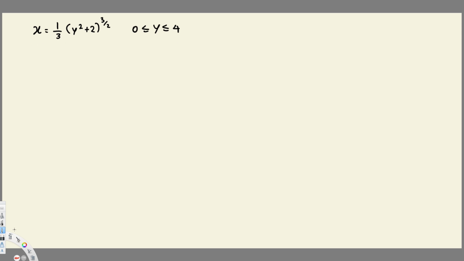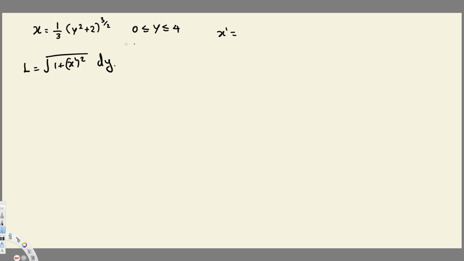Let's see how we can find the arc length of this given expression. So first thing, let's put the arc length formula. L is equal to the integral of the square root of 1 plus, since it's x, we put x prime squared, and that's going to be dy. So let's find the x prime.